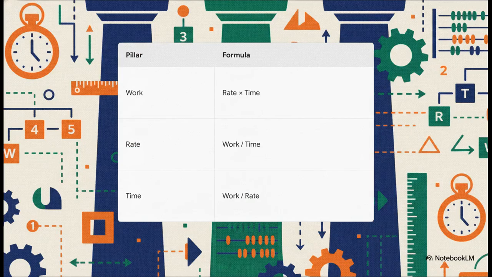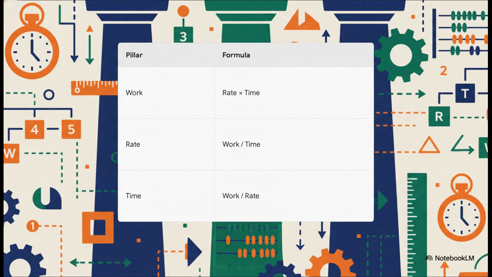Well, here is the absolute cure to that abstraction. The three core pillars. Don't look at these as separate, boring formulas. Think of them as interlocking gears. Work equals rate times time. It grounds everything in a simple mechanical reality. The work getting done is driven entirely by the speed of the work multiplied by the time spent.